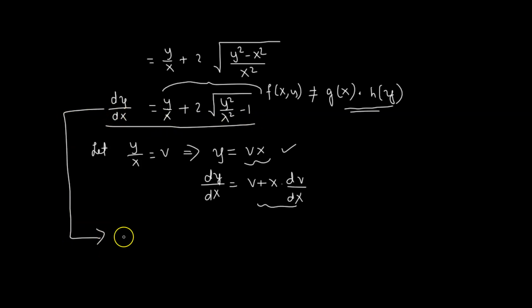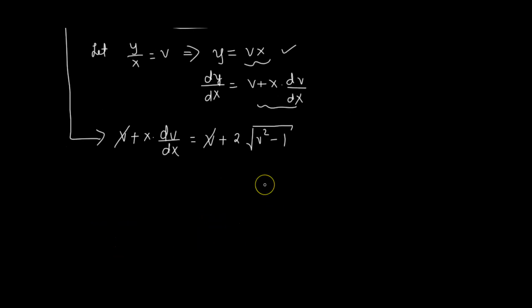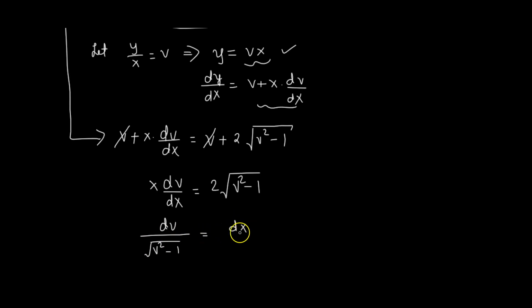So this differential equation now becomes v plus x times dv over dx equals v plus 2 times square root of, we have y squared over x squared, so that's simply v squared minus 1. Here v and v cancel out and that leaves us with x dv over dx equals 2 times square root of v squared minus 1. Now we can separate the differentials to get dv divided by square root of v squared minus 1 equals dx over x. Now we have a separable form.